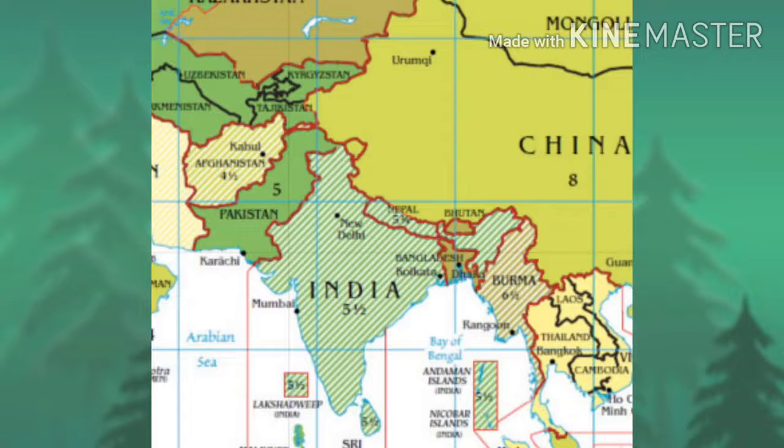So students, today we have studied about the location, countries, extent and size of India. In our next video, we will study about the standard meridian, frontiers, Indian Ocean and political division of India.